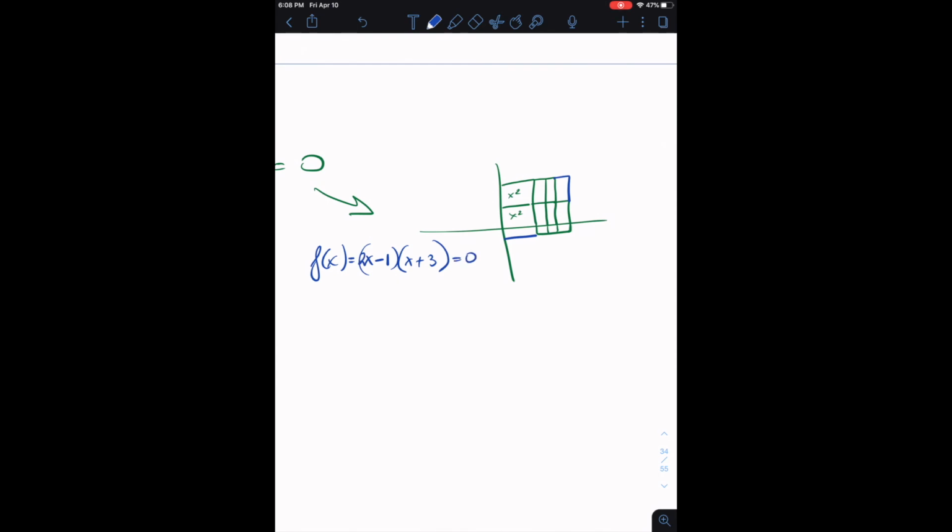And we want for that to be equal to 0. So either the 2x minus 1 is 0, or x plus 3 is 0, because 0 times anything is 0, and anything times 0 is 0. So x is 1/2, or x is minus 3.